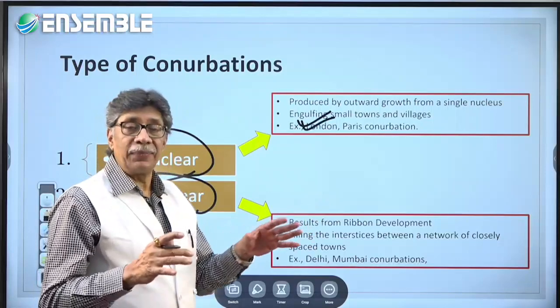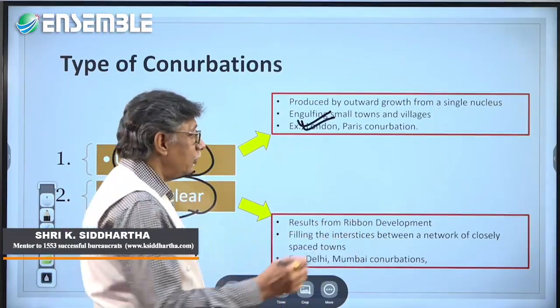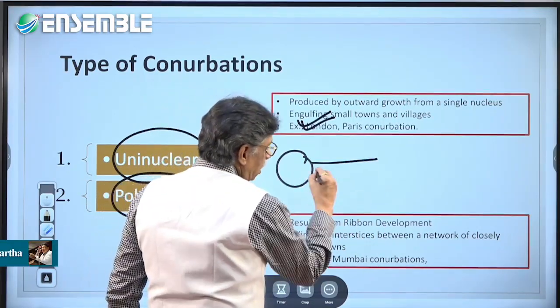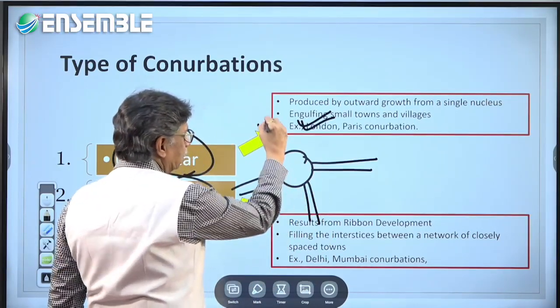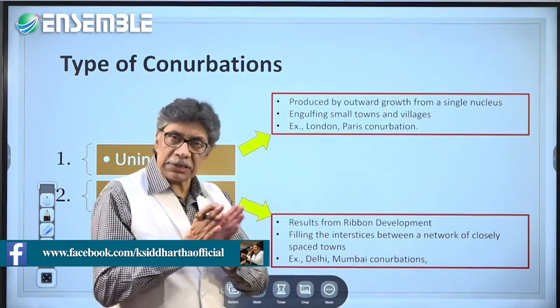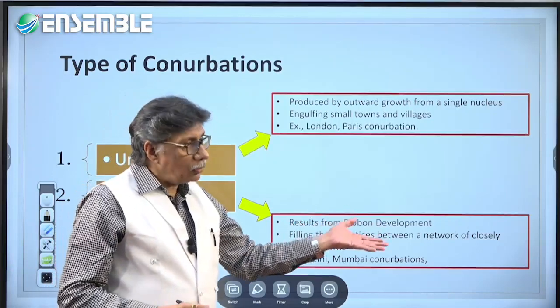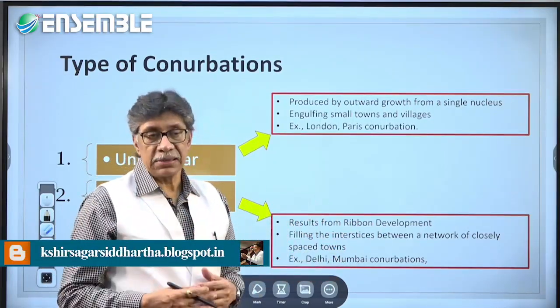Now, polynuclear megalopolis emerges when there is ribbon development. Ribbon development means that if this is the main city, and such development takes place in all directions, then that is called ribbon development. It's almost like a ribbon. And it allows the filling of the interstices between two closely spaced centers.